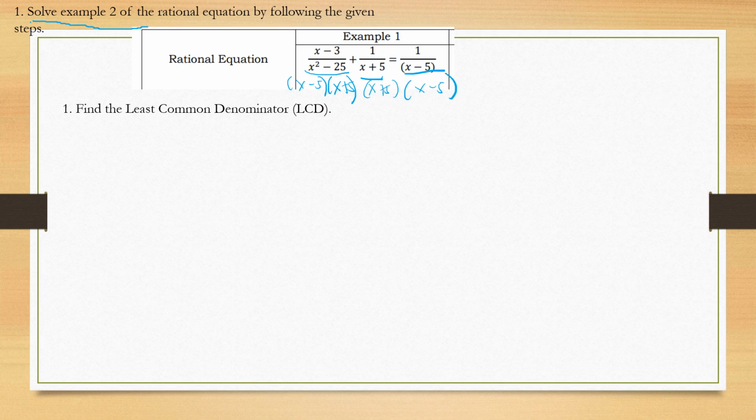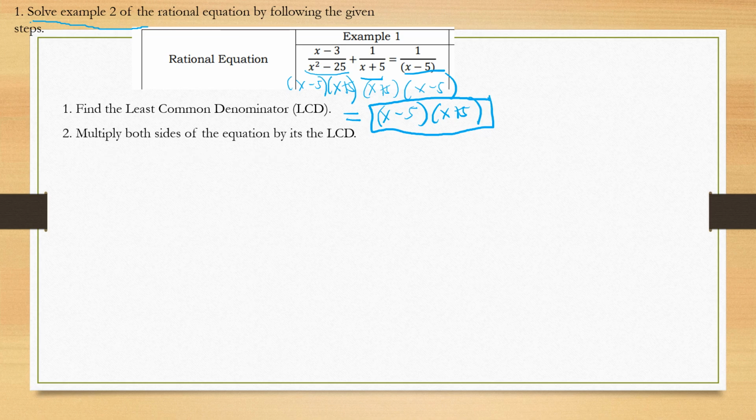From there, we can get the LCD. Picking it up from the given denominators, we have x minus 5, then x plus 5, then x plus 5 is already here, and another x minus 5 which is already present at the LCD. So this is now the LCD.